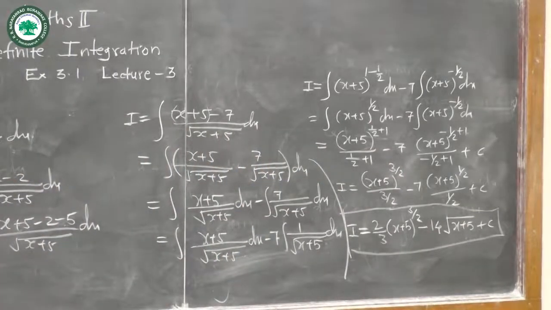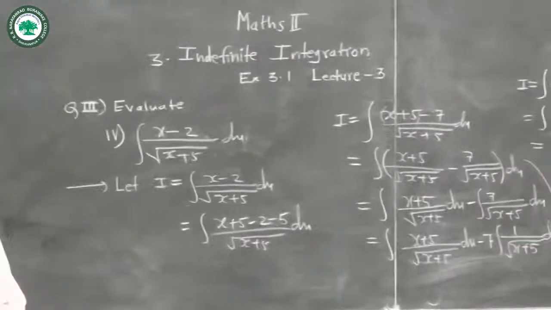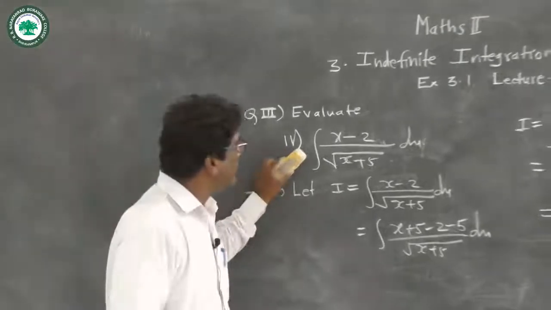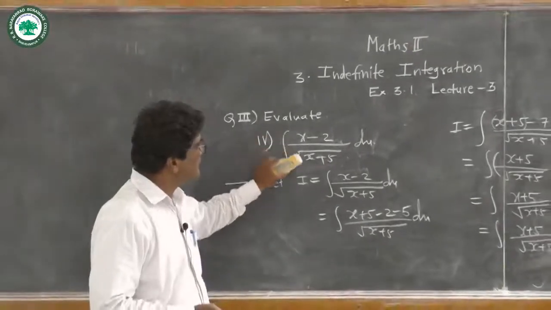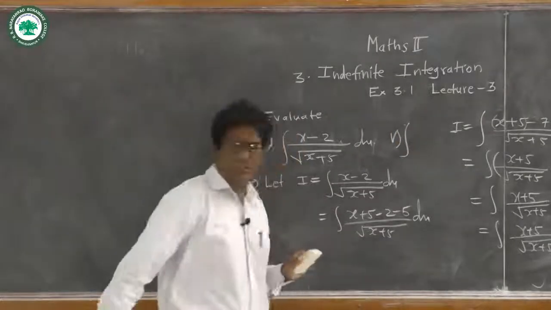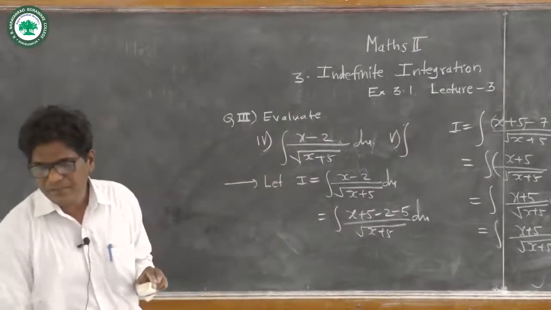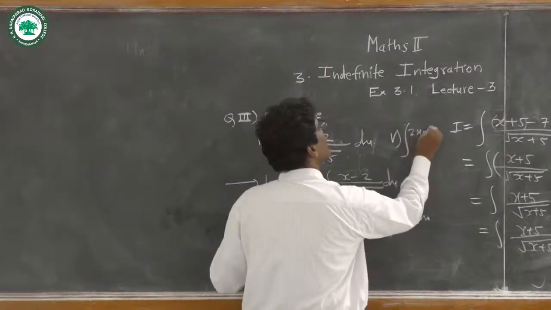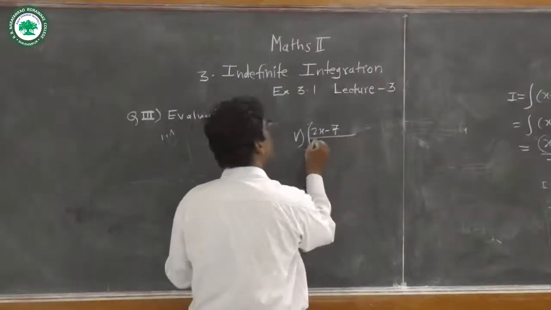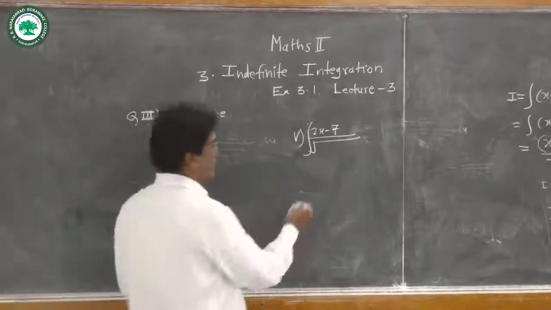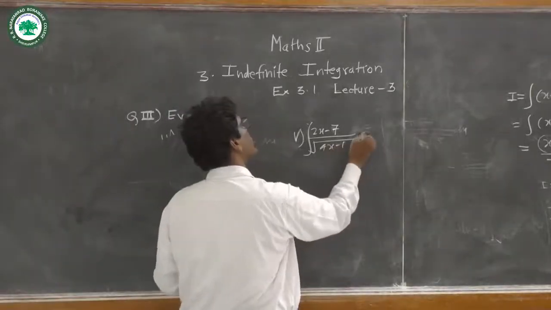Now here the fifth problem, same. Just as we have seen the fourth problem, the fifth problem is also the same. We write here the fifth problem as the integration of 2x minus 7 upon under root of 4x minus 1 dx.